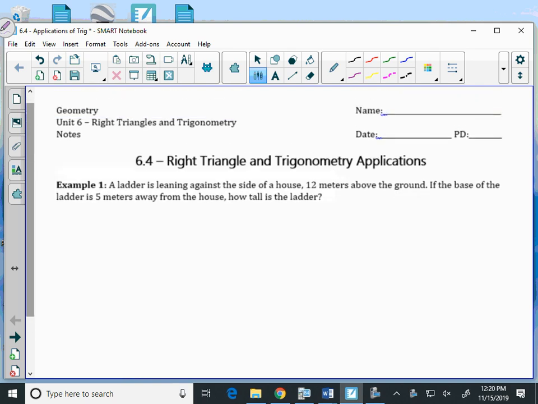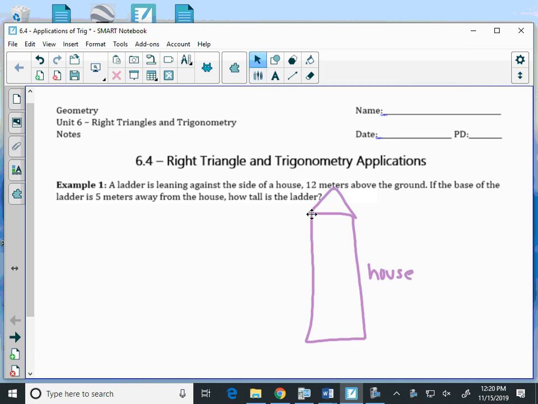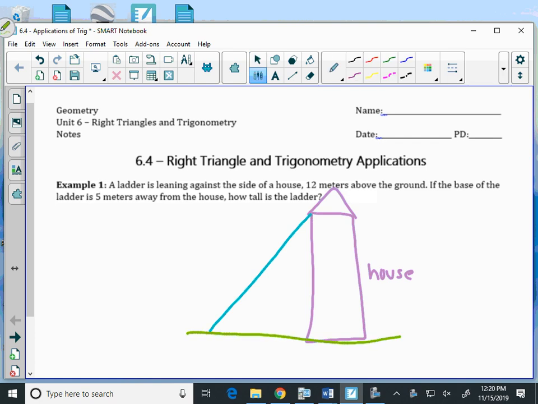Well, we don't have a diagram, so sometimes you need to draw one. Kind of draw what's happening. So please just be mindful of my drawing. Okay, here's our house. There's the house. We have a ladder leaning against the house, and the house and the ladder are sitting on the ground. Kind of just draw some rough diagram of the situation.